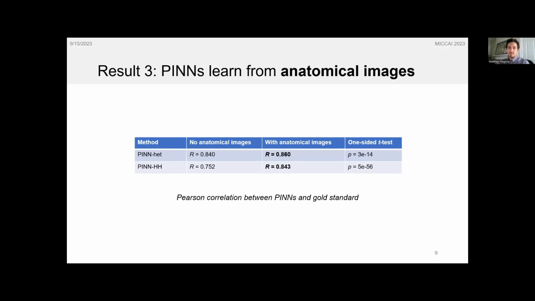Finally, we tested the effect of incorporating anatomical images during PINN training. We found that there was a significant positive effect on the reconstruction quality when we trained the PINNs using the anatomical images. This means that the PINNs were able to learn additional helpful information from the anatomical images beyond prior knowledge from physics.